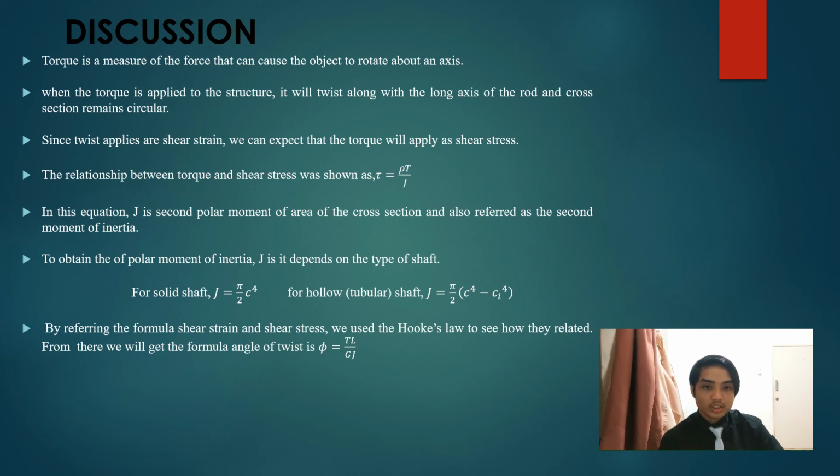In this equation, J is the second polar moment of area of the cross-section, also referred to as the second moment of inertia. To obtain the polar moment of inertia, J depends on two types of shaft. The first is a solid shaft and the second is a hollow shaft. By referring to the formulas of shear stress and shear strain, we use Hooke's law to see how they relate. From there, we get the formula of the angle of twist, which is equal to TL over GJ, where T is the internal torque in Newton meter, L is the length of the segment in meter, J is the polar moment of inertia in meter to the power of 4, and G is the shear modulus in gigapascal.